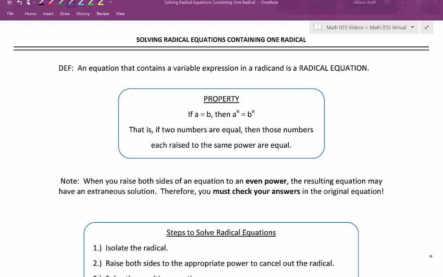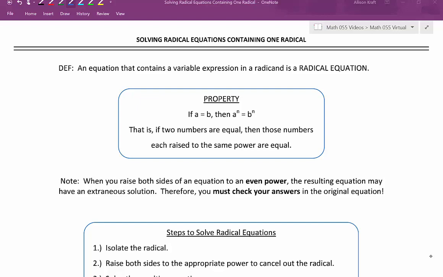This is just our basic solving equations property. Whatever you do to one side of an equation, you got to do to the other side of the equation. So if I square the left side, I got to square the right side. That's all this property says.